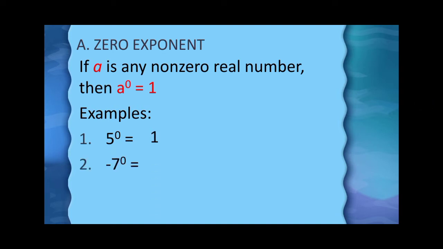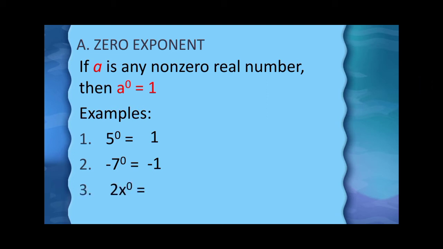Example number 2 is negative 7 raised to 0. So the answer here is negative 1. Bakit siya negative? Because yung 7 lang ang naka-raise sa 0. And 7 is preceded by a negative sign. So, negative 7 raised to 0 is negative 1.